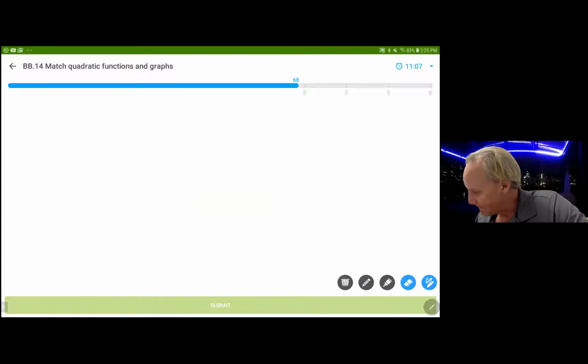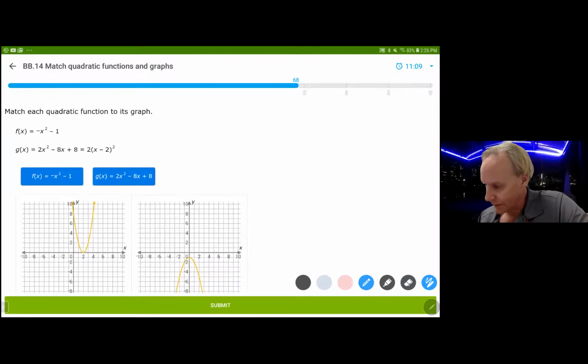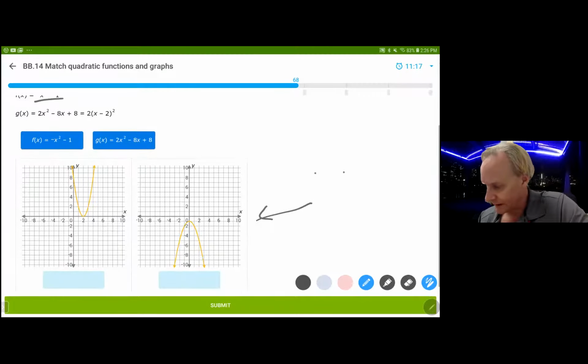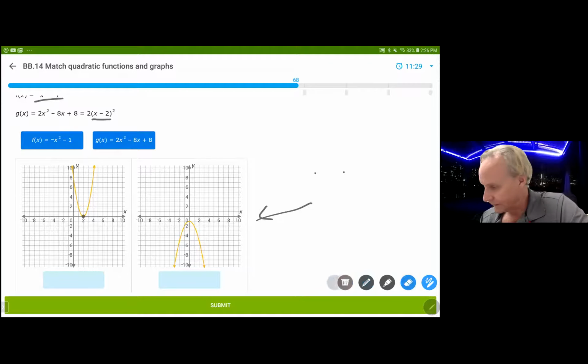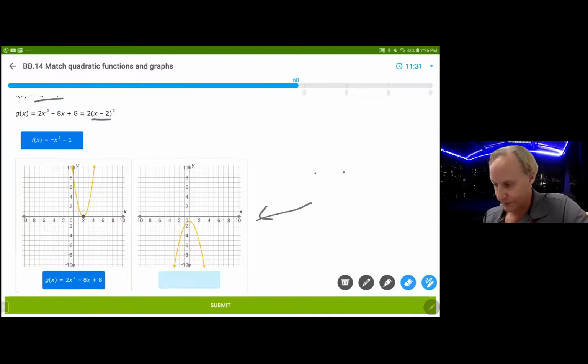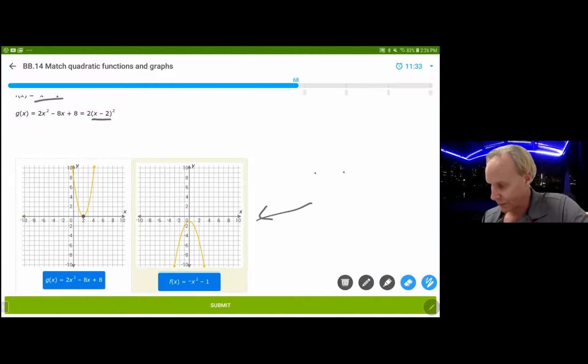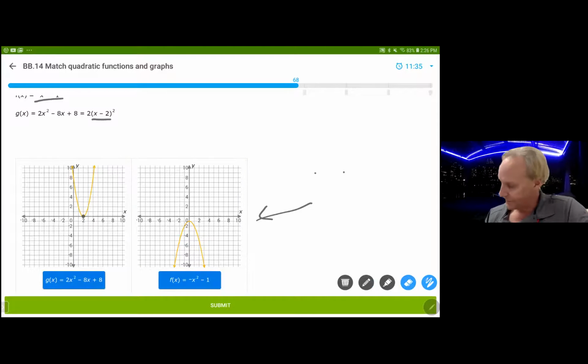All right, let's see what we got here. Okay, so we have -x² - 1, which is right there on the right. And this one over here has a 0 at +2 for the x. See it right there? That's where that vertex is. And notice it is going up, and it's extra steep because it's got the 2 as its leading coefficient. This one has the -1 as its leading coefficient. So there we go.